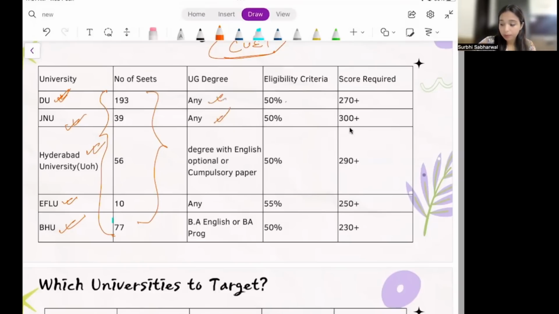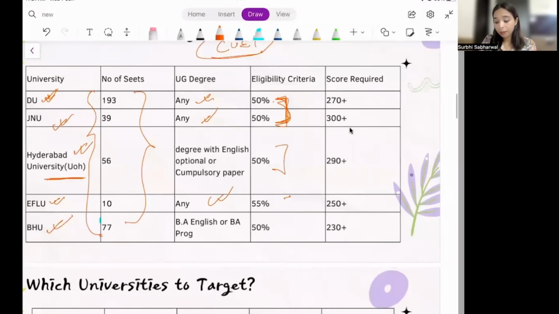examination, right? The eligibility criteria that we have here is a minimum of 50% marks, and I think this is a criteria that is there in almost every university. So you should maintain your 50% in your undergraduation.